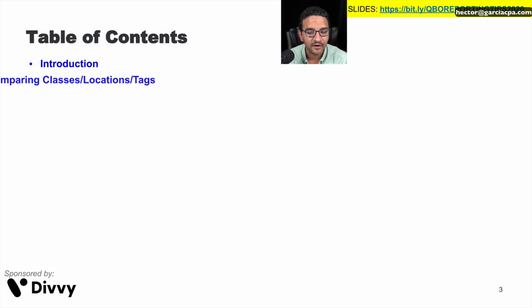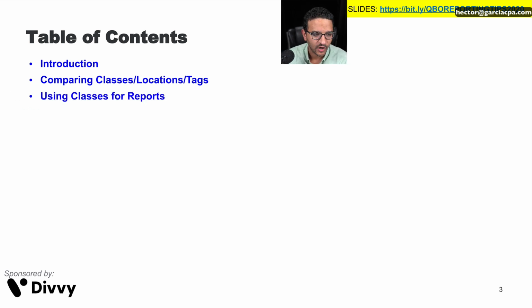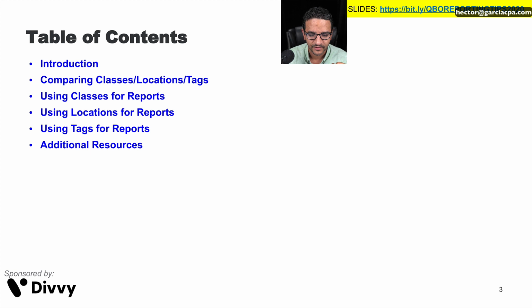So today we're going to cover comparing the three: classes, locations, and tags. We're going to quickly give you a couple of tips on how you can identify which is going to be the best choice depending on the circumstance. Then we're going to deep dive and do a couple of examples in classes, a couple of examples in locations, and we're going to talk about tags. We'll do a couple of examples of tags. Then I'm going to give you a slide with some additional resources, additional webinar recordings, and additional videos you can watch to complement your QuickBooks Online skills.